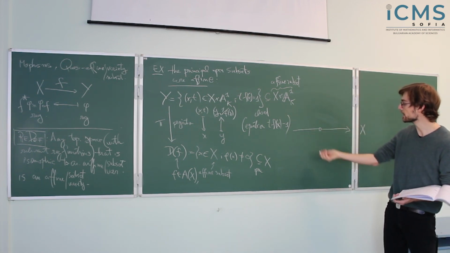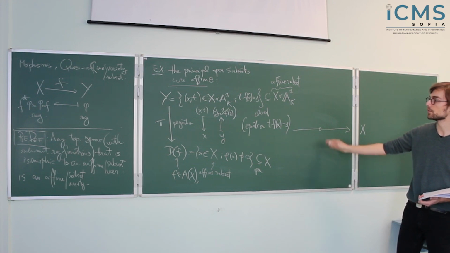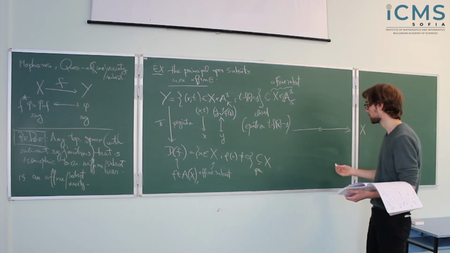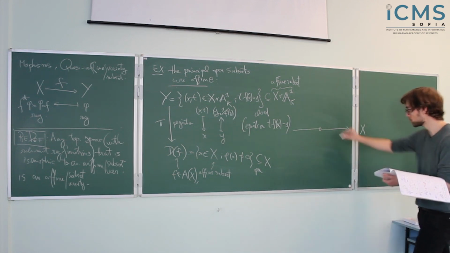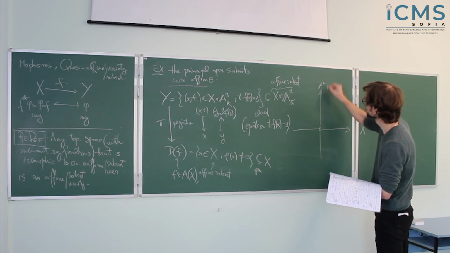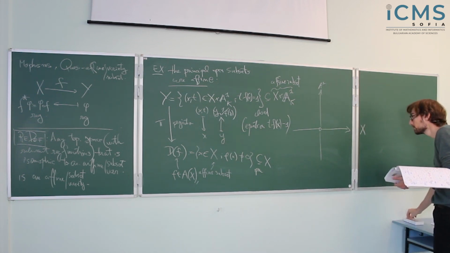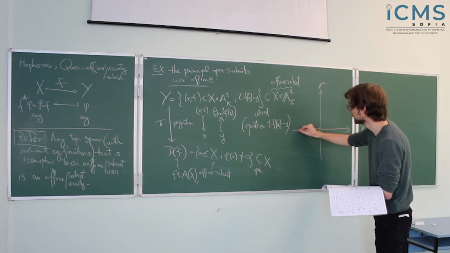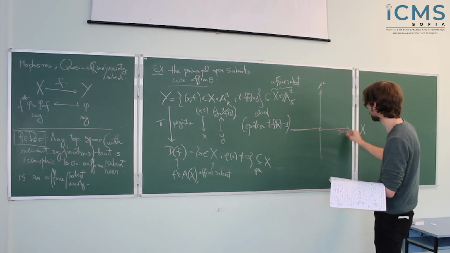Just A1, and you want to look at outside of the origin. So the idea was just to add an extra dimension. So this is A1, and here, the set we are interested in is here. Okay, so this is the graph of f.